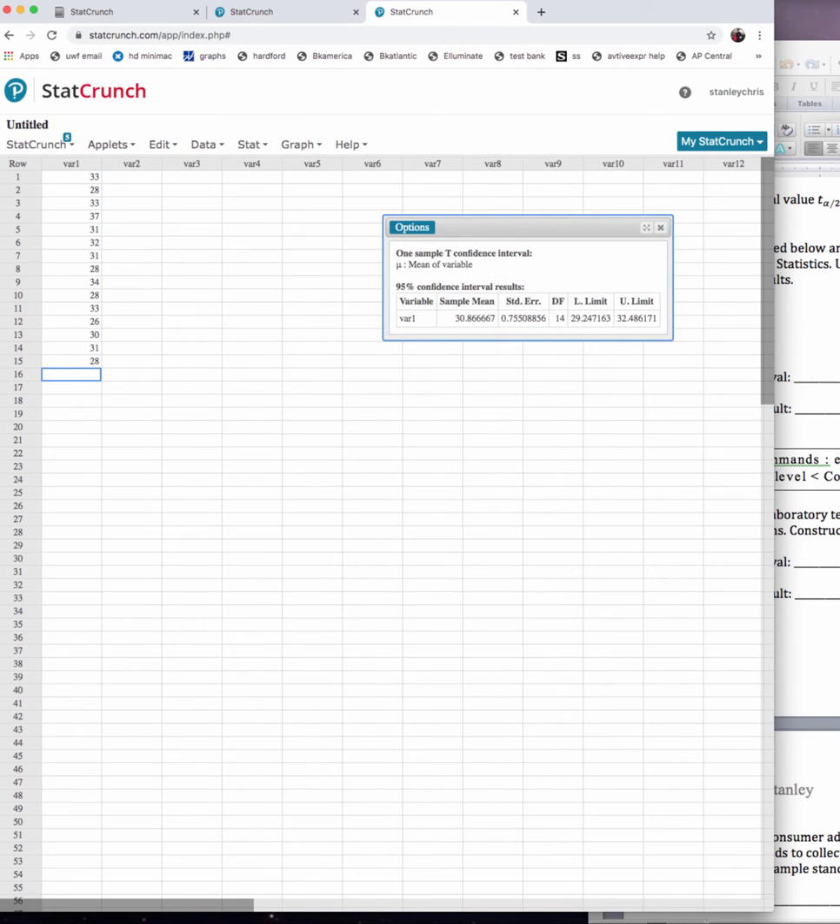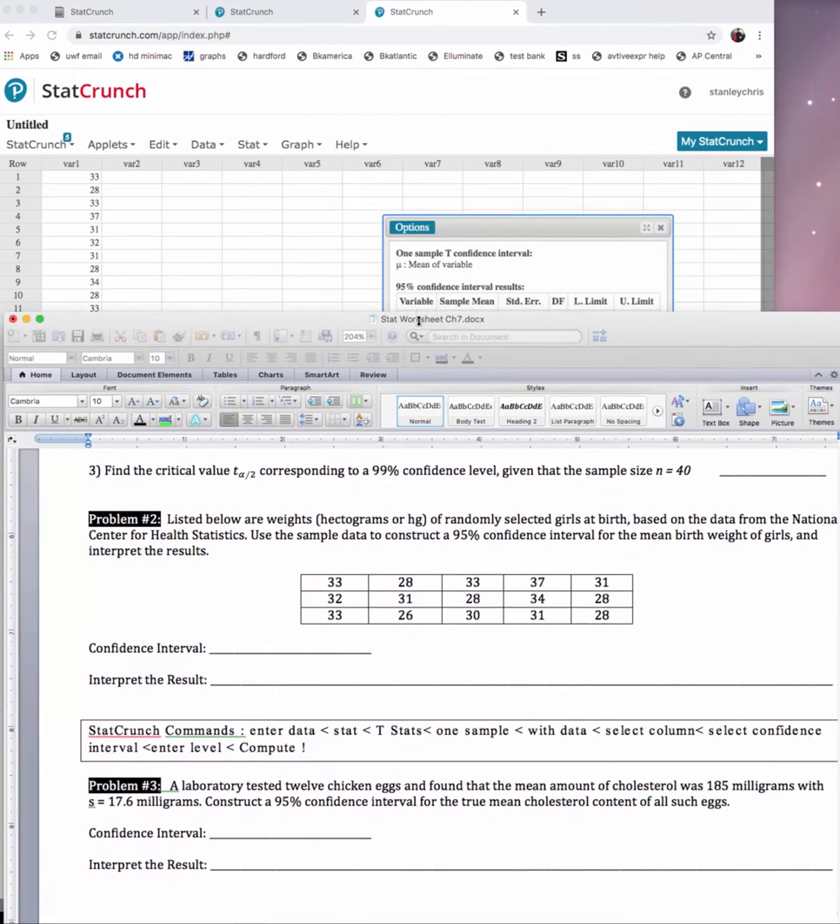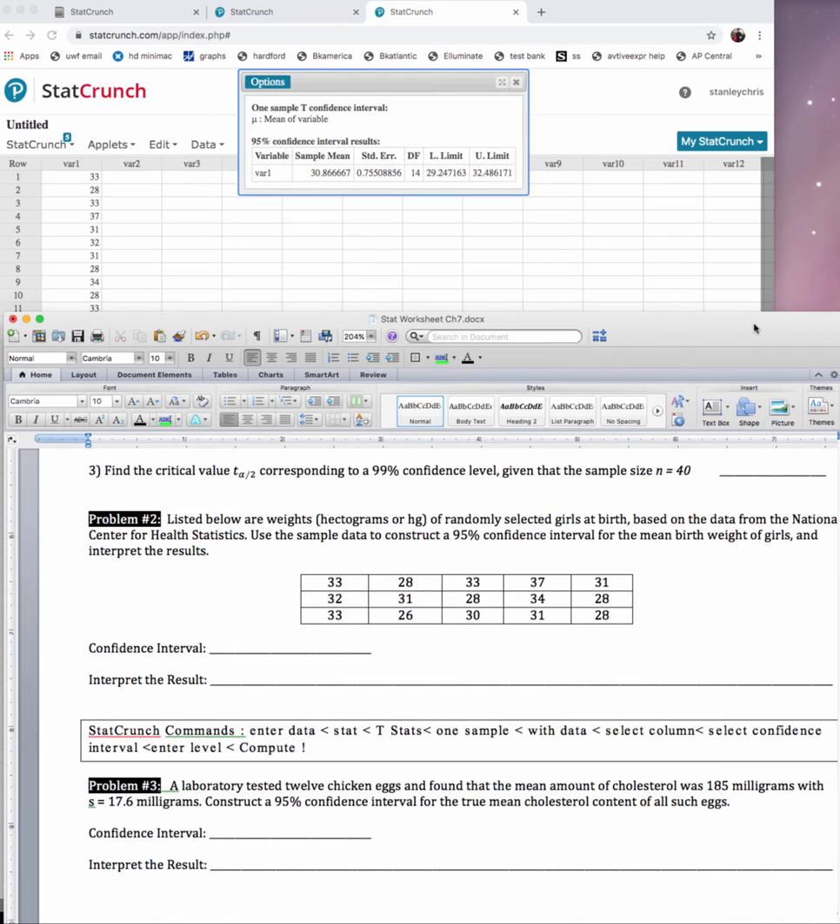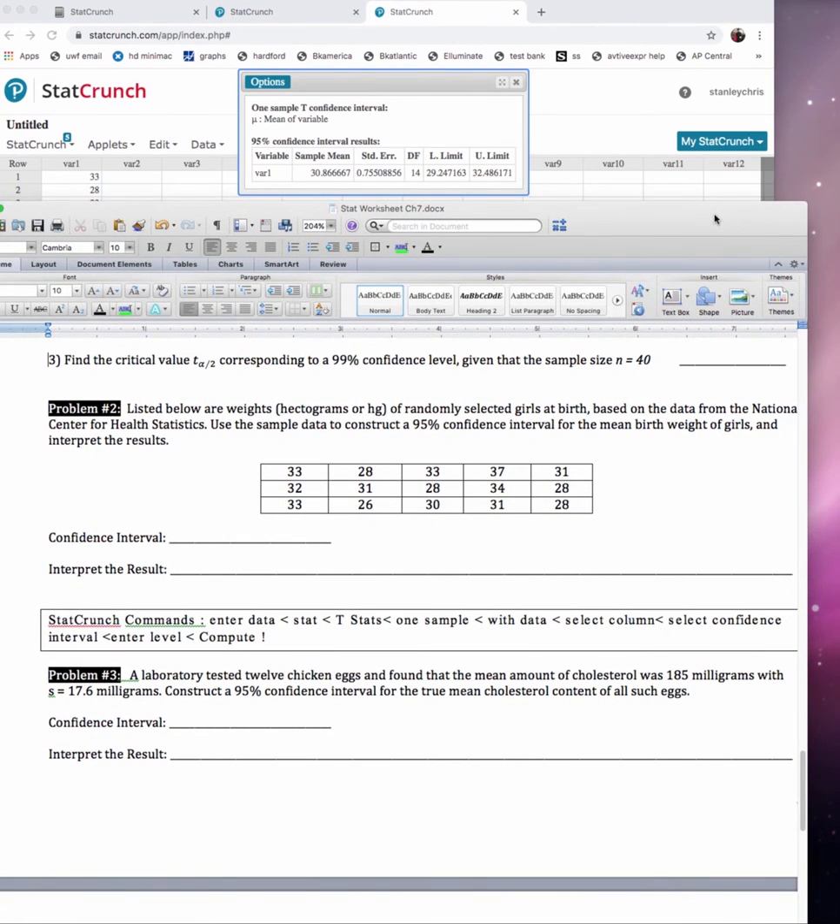And we bring this in, raise this up. Okay, so I think we can see both now. My interval is 29.24 to 32.5.